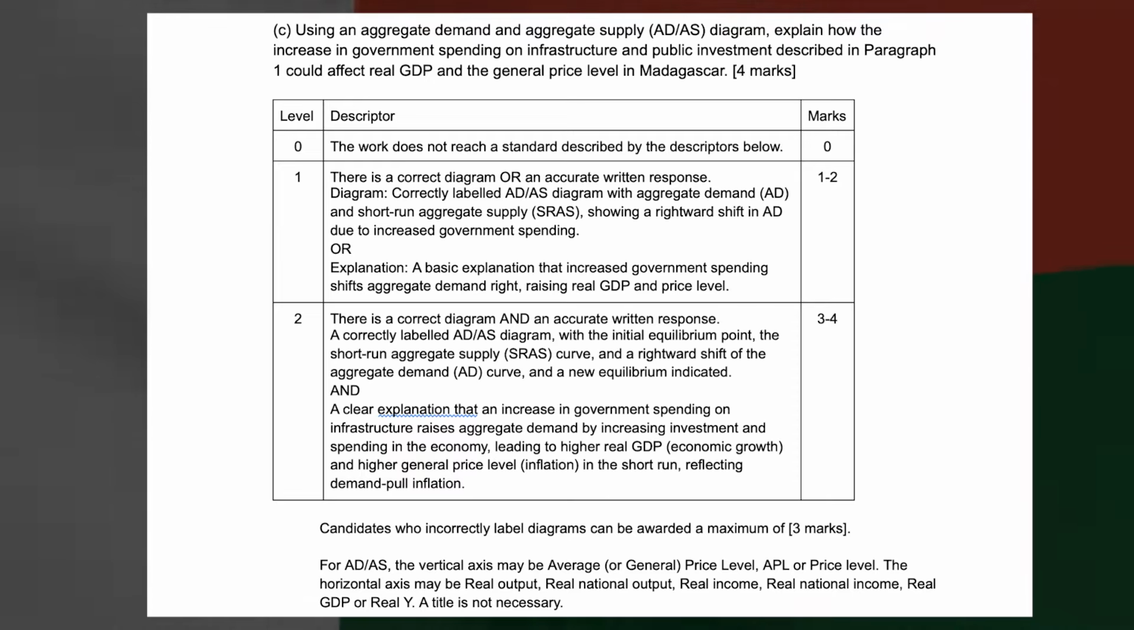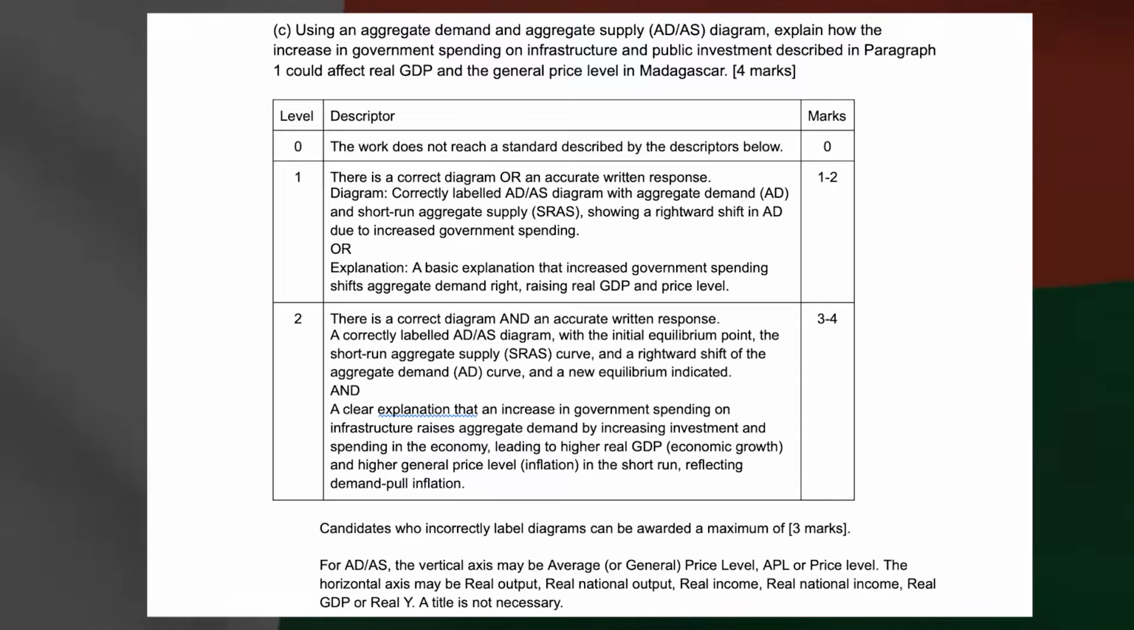There is a correct diagram and an accurate written response. There is a correctly labeled AD/AS diagram with the initial equilibrium point, the short-run aggregate supply curve, and a rightward shift of the aggregate demand curve, and a new equilibrium indicated. And a clear explanation that an increase in government spending on infrastructure raises aggregate demand by increasing investment and spending in the economy, leading to higher real GDP, economic growth, and higher general price level, inflation, in the short run, reflecting demand pull inflation. 3 to 4 marks.